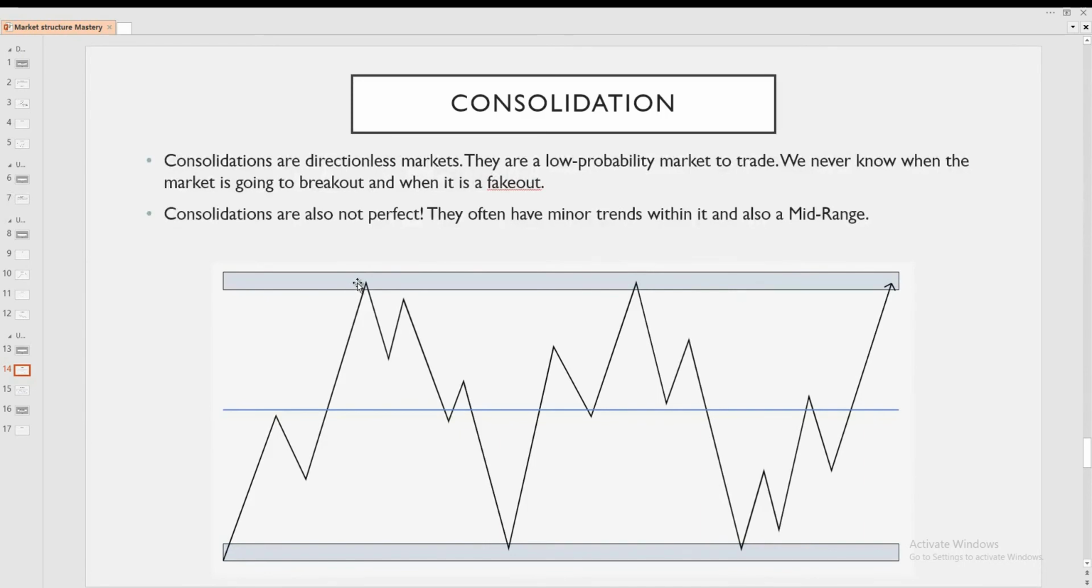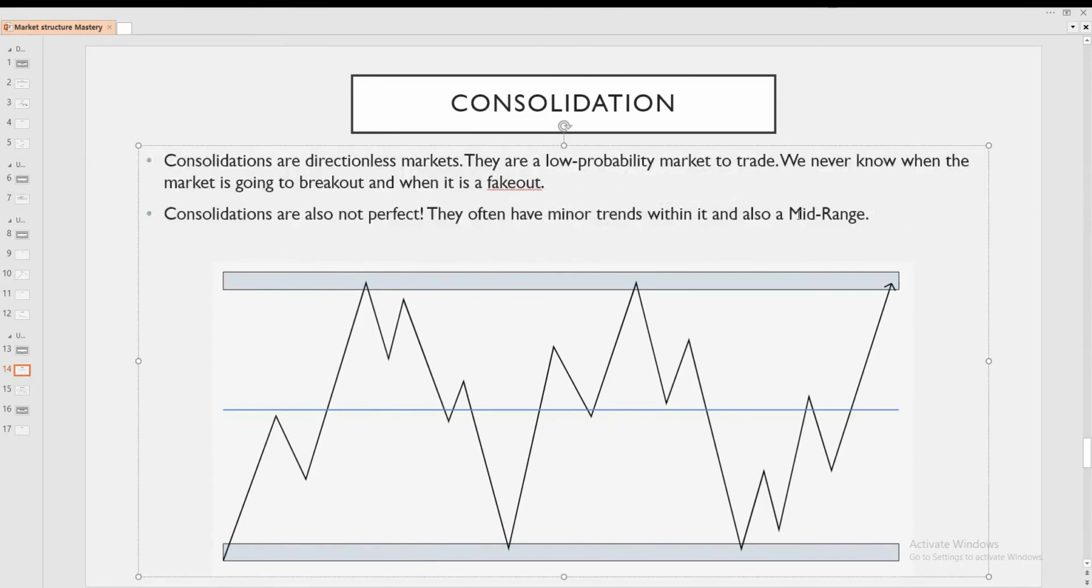So consolidations are also not perfect. It's not just up, down, up, down, up, down. And as you can see from my example, it is way too messy, right? It's not just up, down arrows, but you see we have structure in between. Can you trade that structure? Oh yes, you can. And this is the fun thing about consolidation, is that you can actually trade them with some minor structure and minor trends, all right?